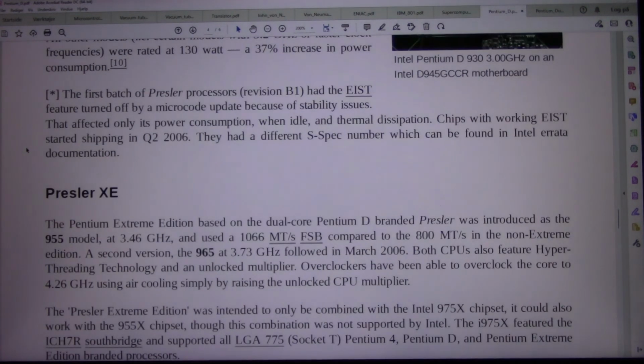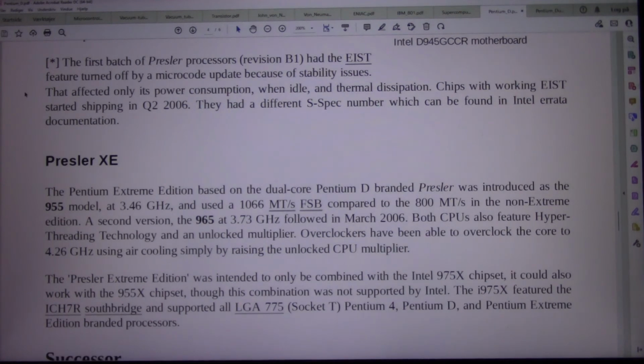The first batch of Presler processors, revision B1, had the EIST feature turned off by a microcode update because of stability issues. That affected only its power consumption when idle and thermal dissipation. Chips with working EIST started shipping in Q2 2006. They had a different S-spec number, which can be found in Intel's documentation.